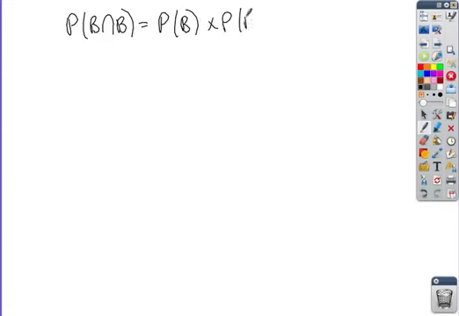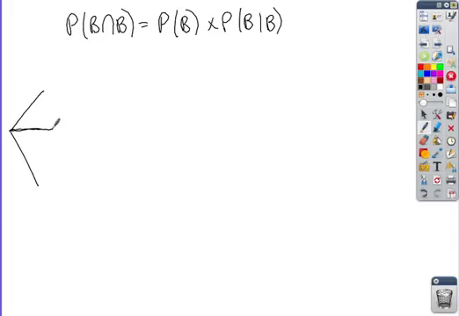To answer that question, really what we're doing is the probability of blue and blue. Using the multiplication rule for events, the formula will look like this: the probability of blue times the probability of blue given blue. So what we're going to do is draw the tree diagram for this.